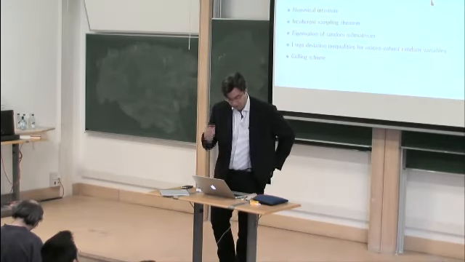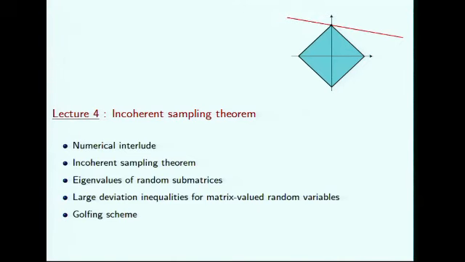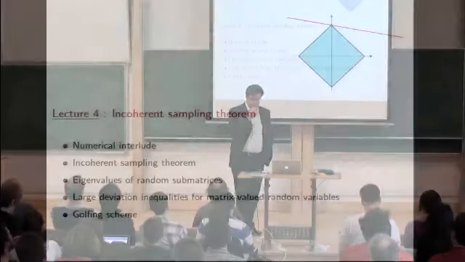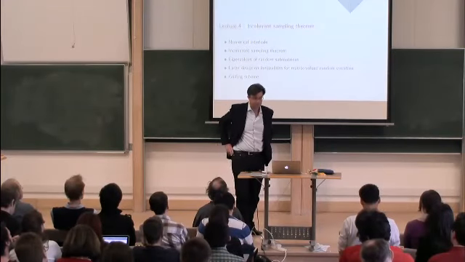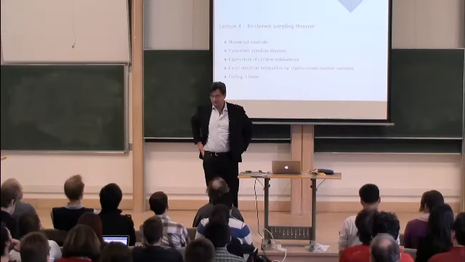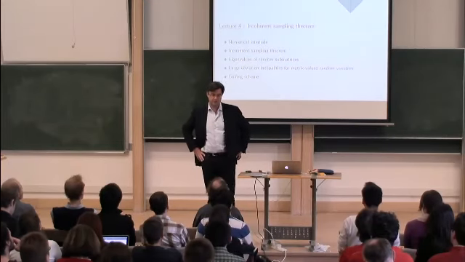Okay, all right, so the agenda for today is I would like to start with a numerical interlude. Lots of people come after the lectures asking me questions, and I just want to show you some numerics that perhaps answer some of these questions. But then really the bulk of this lecture is going to be dedicated to this incoherent sampling theorem. We're going to talk about eigenvalues of random submatrices. We're going to talk about large deviation inequalities for matrix-valued random variables. And then we're going to talk about a very nice technique called the golfing scheme, which I happen to like a lot.